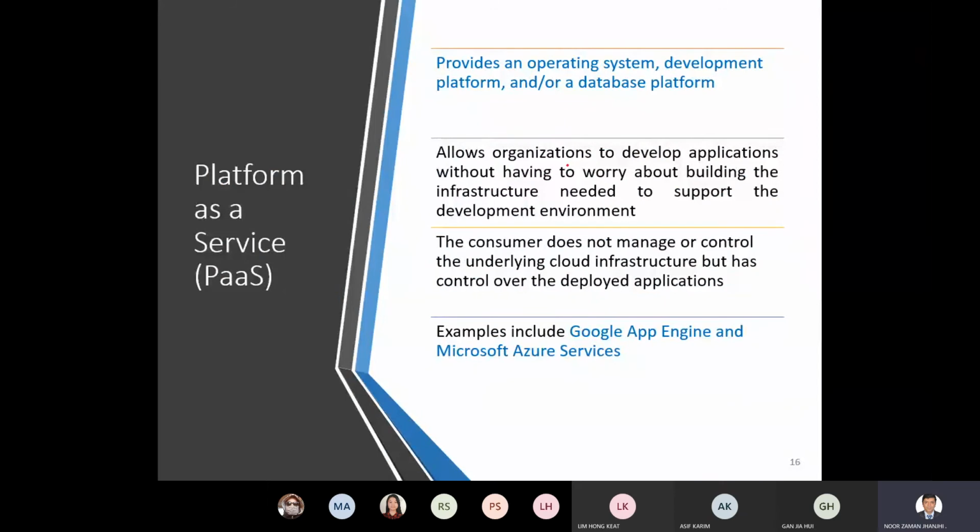Now, as a user, if we wish, we can install our own applications, configure our own applications, and run our own applications. But what was in SaaS? SaaS was actually providing us ready applications that we can use. What could be the best example for PaaS? The best examples for PaaS are Google App Engine and Microsoft Azure services. If we have that, then we can install and configure whatever applications on that. Okay, so that is PaaS.